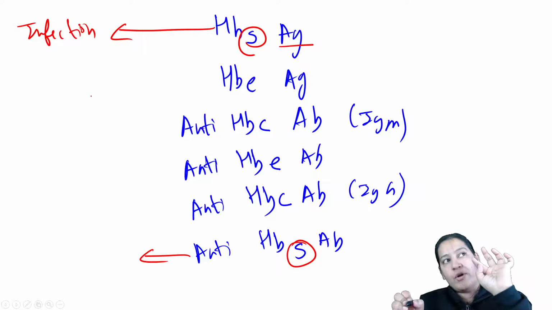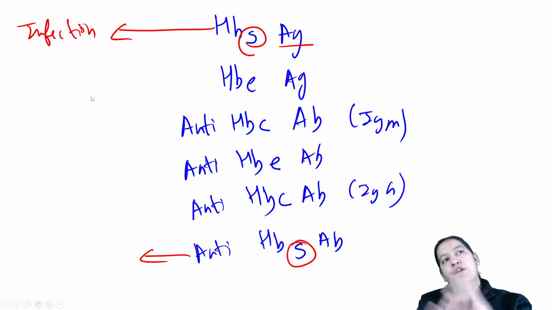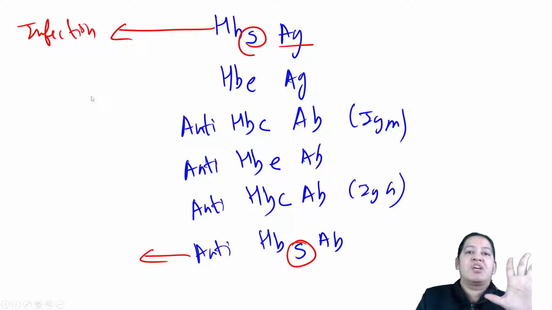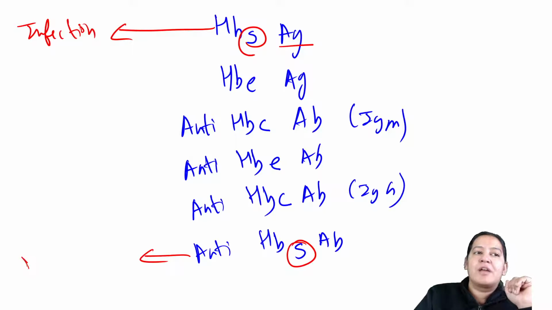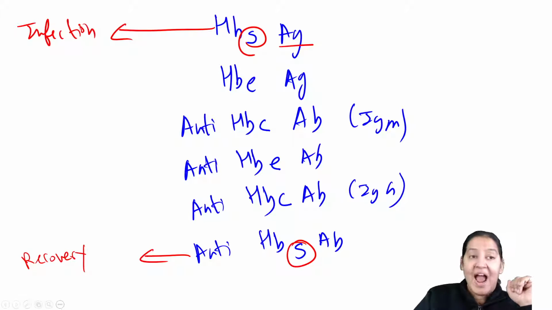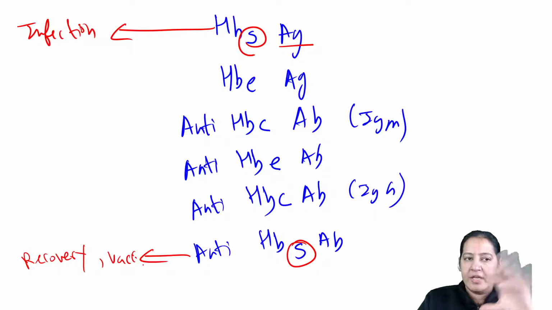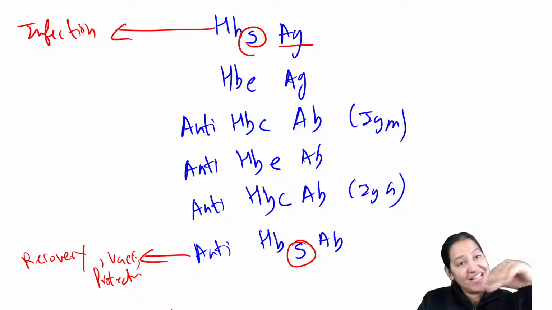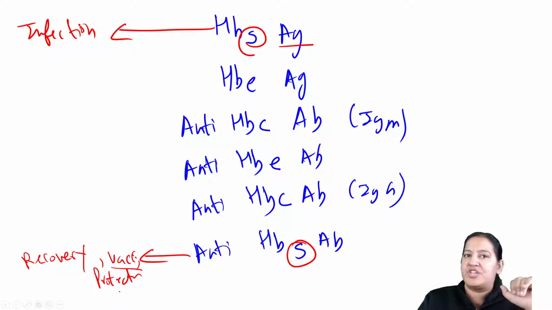Infection is acute, chronic, fulminant, or carrier, I don't know, but infection is certain. If S antigen is present, it means infection, and if its antibody is present, it means recovery. The patient has recovered. It is no more infection, it is recovery. Either recovery, or vaccination immunization also gives this serology, or protection.